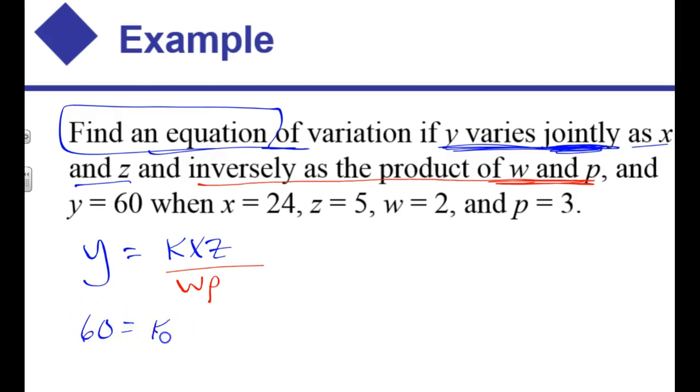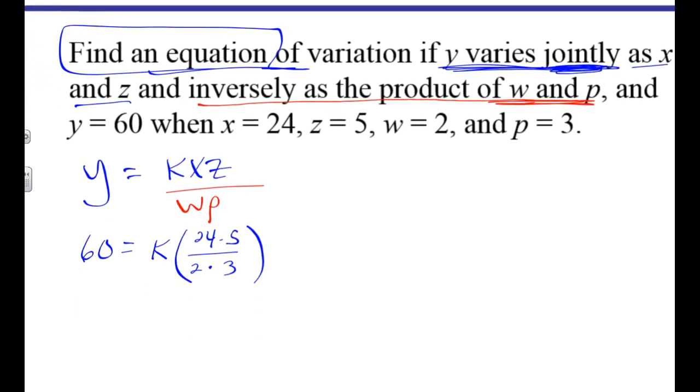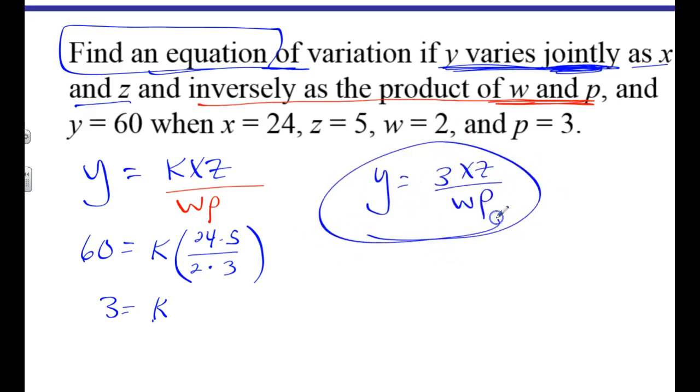60 is equal to k times the x value, 24 times 5 divided by 2 times 3. Solving for k, I'll save some number crunching time here. I think k turns out to be, you can check my math, 3, but remember that's not the final solution. Y is equal to 3xz over wp, final solution.